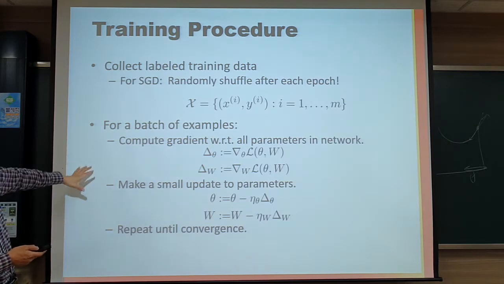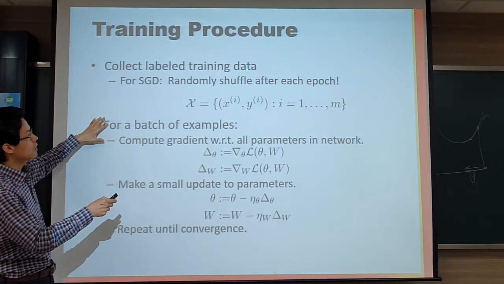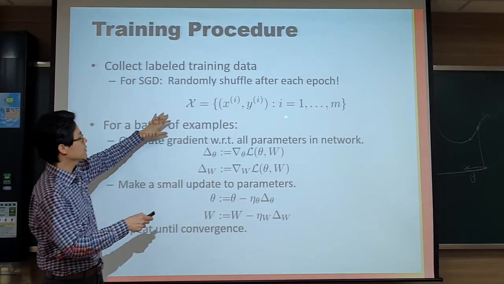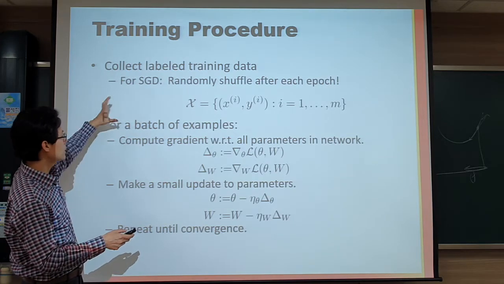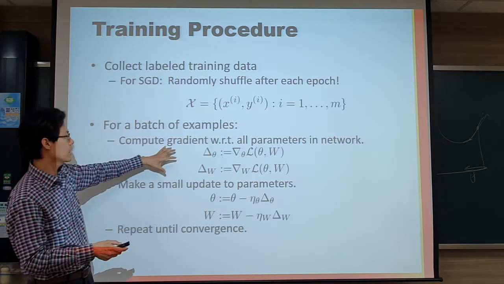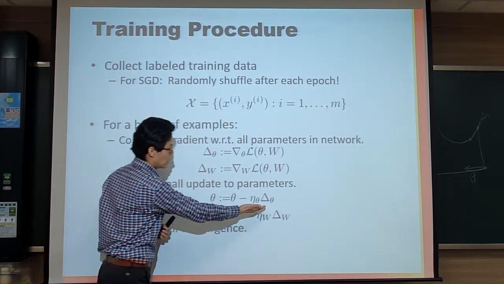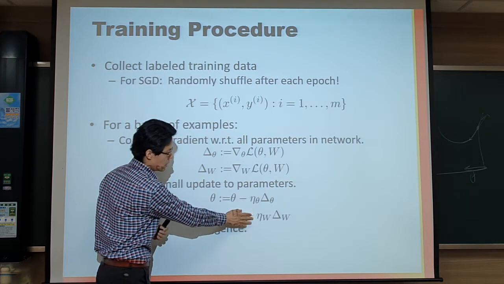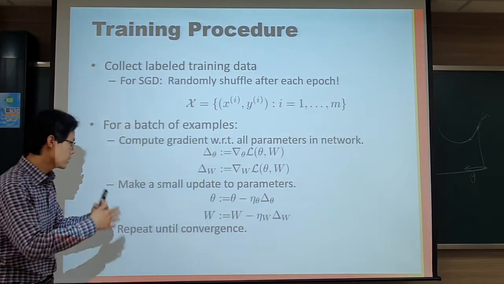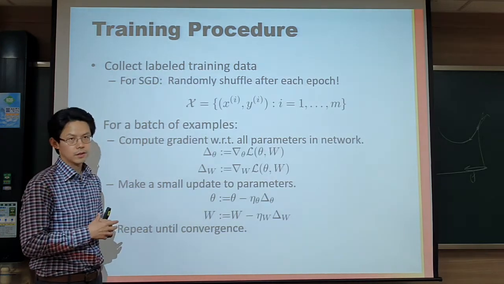And this is a summary of the training procedure. We collect the labeled training data, since it's supervised learning. Then, given this training set, we collect a batch of the training data, and given the batch, we compute the gradient along theta and W. We update theta and W based on this negative gradient with a learning rate, something like that. We keep doing that until the loss function converges.